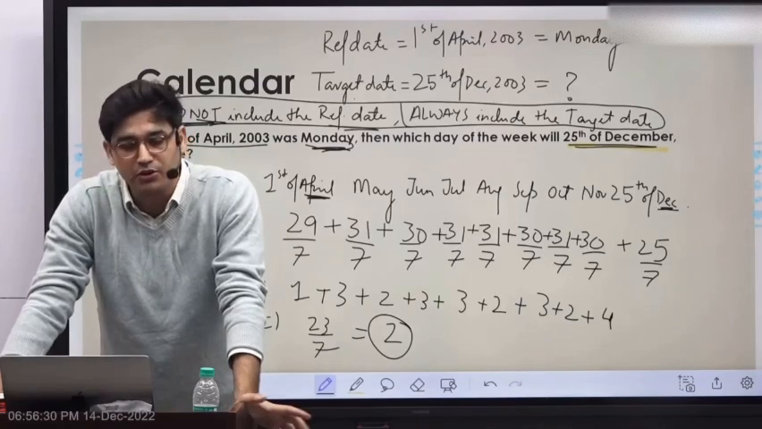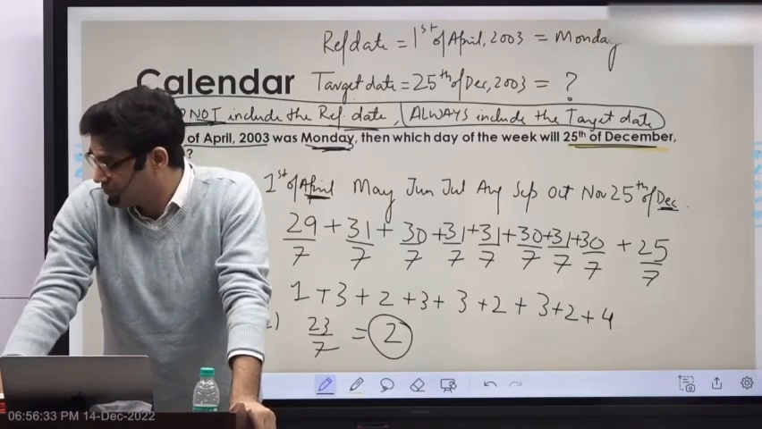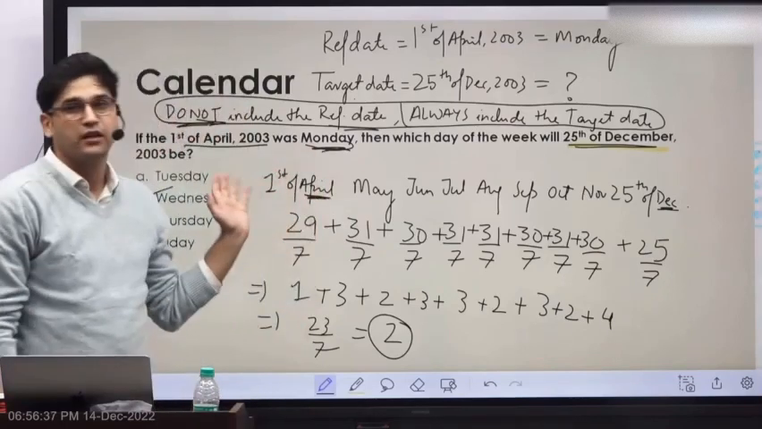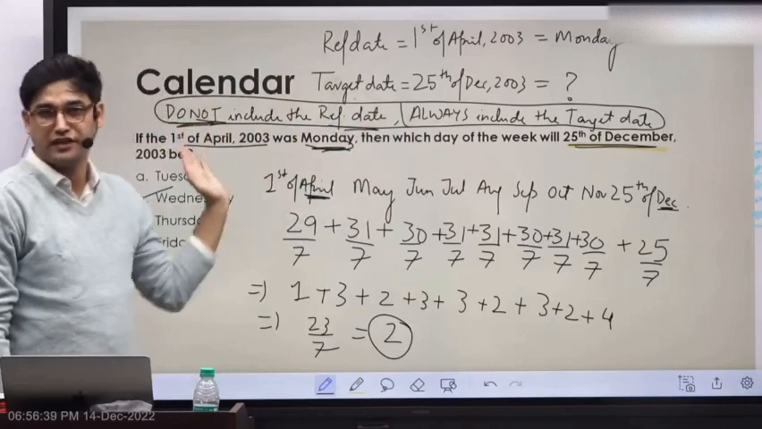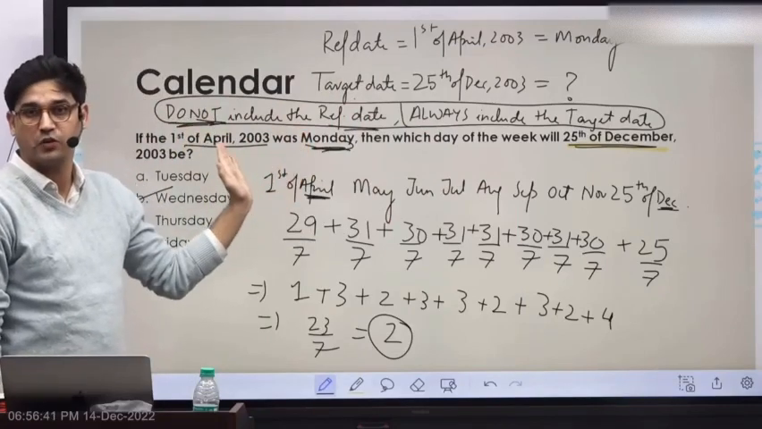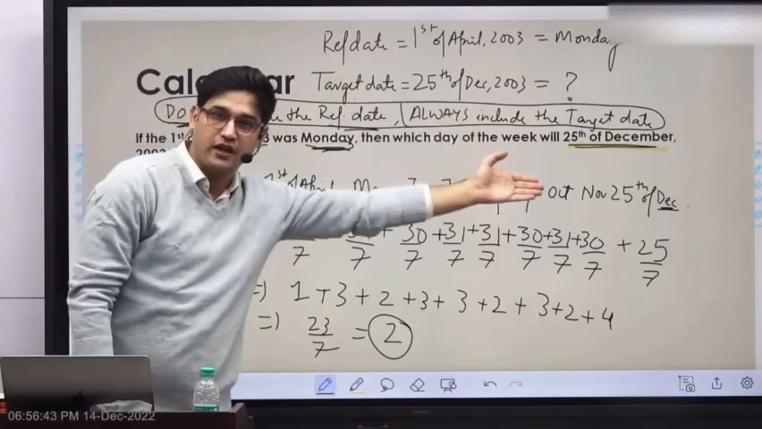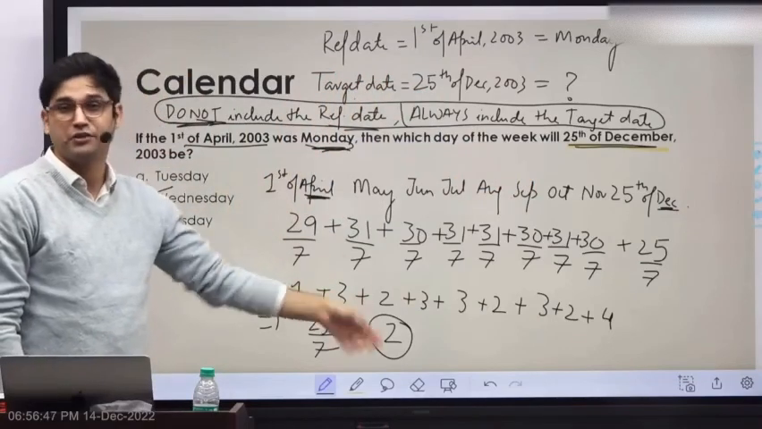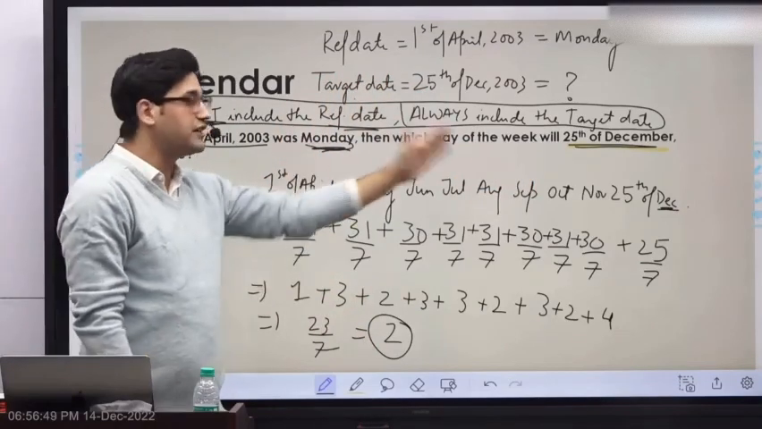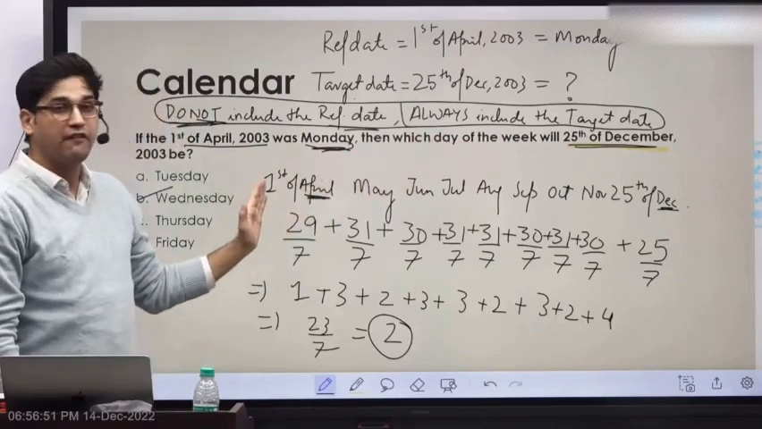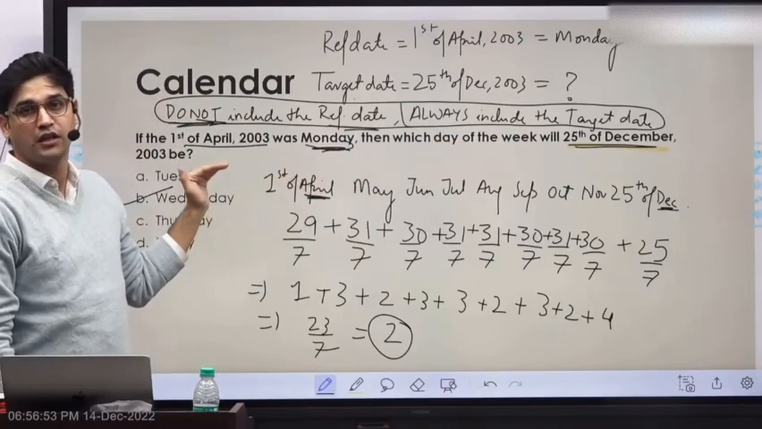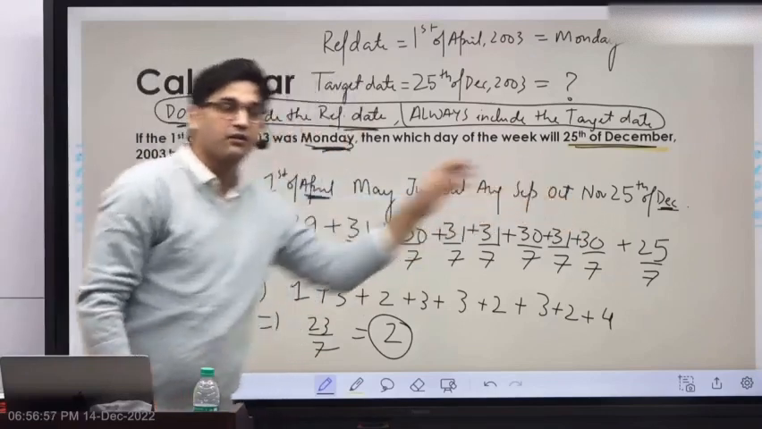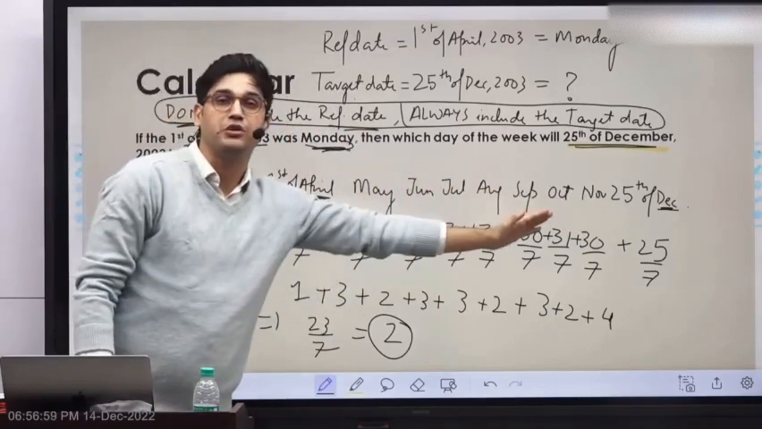This is the most basic question. You have been given a reference date. You have been given a target date. For the reference date, it has been provided to you what day of the week it was. You have to find out what day of the week is the target date. Like I said, the concept is only about odd days. You have to find out the number of odd days between these two dates. Always leave out the reference. Never include the reference. Always include the target. Find out how many days between the two dates.